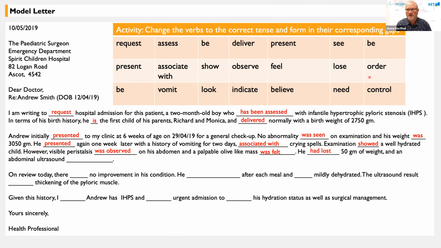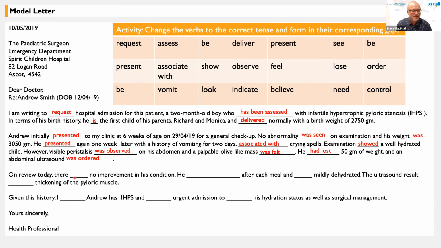So we've got lost. Order, everyone. What did you do? We're going to use passive. An abdominal ultrasound was ordered. Let's keep going. On review today, there. Now we've got to use a be verb again.